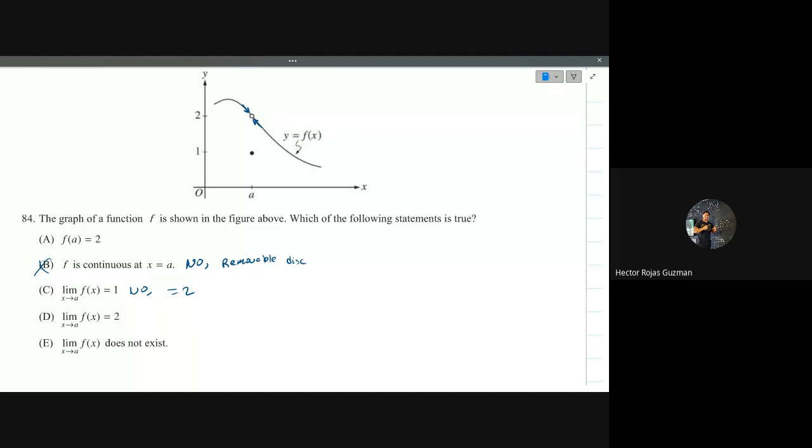Well, that's actually what we talked about with D. So yeah, the limit as x approaches a is 2. The limit does not exist, that's false. We just said that the limit is equal to 2. F of a is equal to 2. It's false. F of a is actually equal to 1. That's where the function is defined.